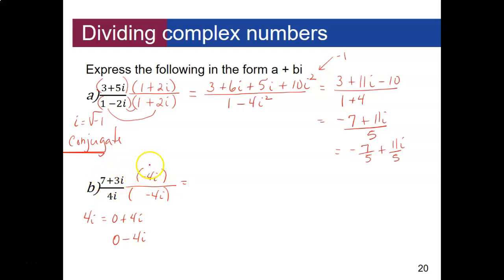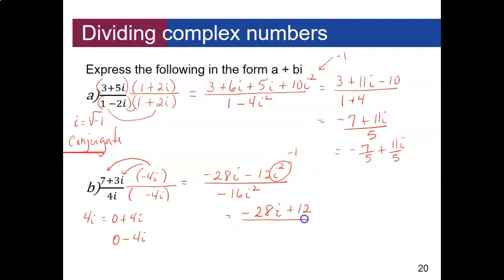So I'll distribute this to each one of our terms. I'll have -28i and then -12i squared. The denominator would be -16i squared. I'll simplify. This is going to be equal to -1. So -12 times -1 will be +12. Again, here's another i squared, so that'll be a -1. So I end up with a +16.